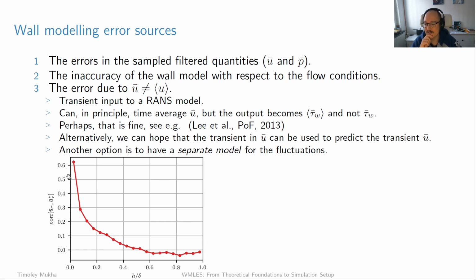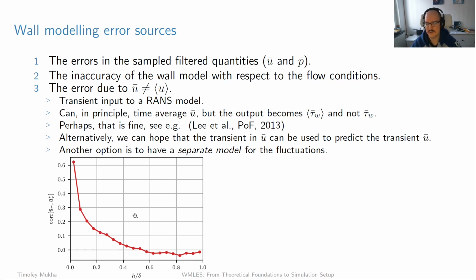This is a picture from a study that we've done. What we have here again is h over delta on the x-axis, and on the y-axis the correlation between the correct filtered u-tau signal and the one predicted by the wall model when we feed it the transient signal sampled at this particular height. Let me just say that one more time. Let's say we take this data point. This means we're going to grab a velocity signal from this height, and then we're going to put it into the wall model.